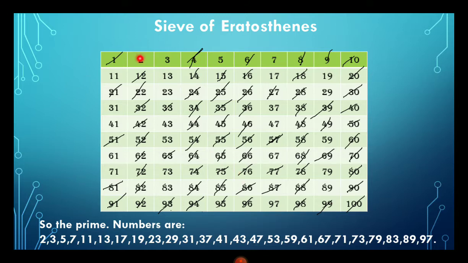After that, there are some numbers remaining. Let me list them out for you. The numbers are 2, 3, 5, 7, 11, 13, 17, 19, 23, 29, 31, 37, 41, 43, 47, 53, 59, 61, 67, 71, 73, 79, 83, 89, 97. Okay? So, these all are prime numbers. The Sieve of Eratosthenes helps us find prime numbers between 1 to 100, 1 to 200, 100 to 200, 900 to 1000 and even 1 to 1000. You can try it out if you want.